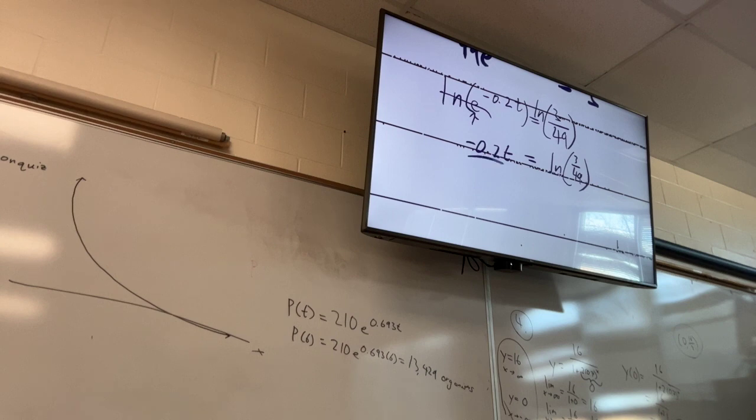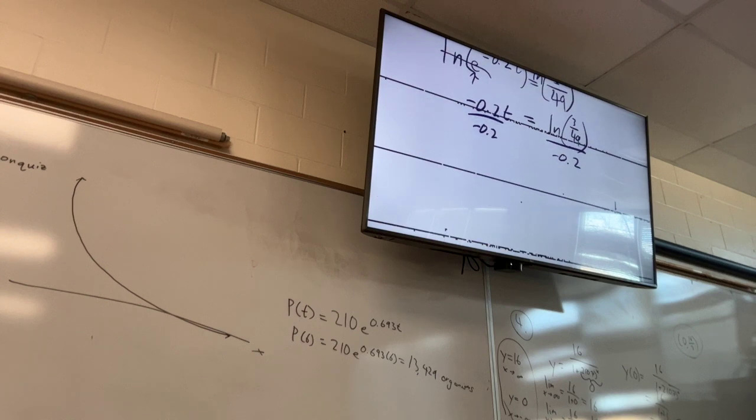And then divide both sides by negative 0.2. Okay. So we get t equals ln 3 over 49, all over negative 0.2. Right?